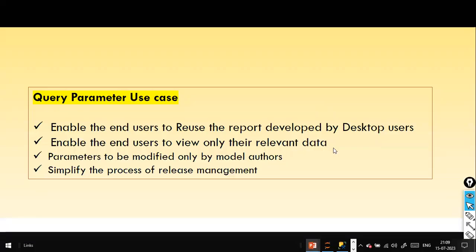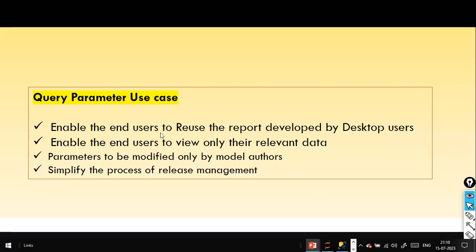For example, you are the sales manager working in the South region. You are supposed to view only the South region sales performance. Similarly, the North region manager is supposed to view only the North region data. Using query parameter, we can restrict the users to view only the data which they are supposed to view. And also query parameters are helpful in terms of easing your release management process.